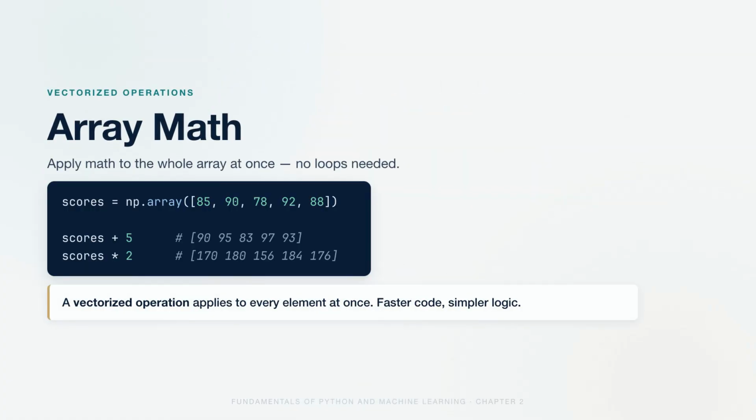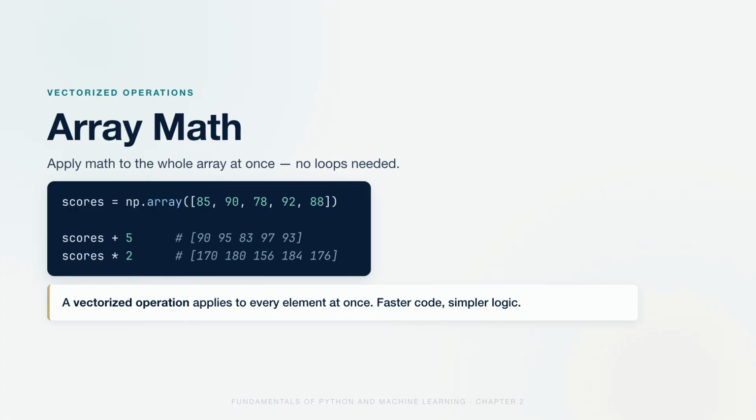One of the main reasons NumPy is powerful is that it allows us to perform mathematical operations on entire arrays. For example, with np.array 85, 90, 78, 92, and 88, if we want to add 5 points to every score, we can write scores + 5. NumPy automatically adds 5 to every value in the array. If we want to multiply every score by 2, we can just write scores * 2. This is called a vectorized operation. A vectorized operation means the operation is applied to the entire array without writing a manual loop.